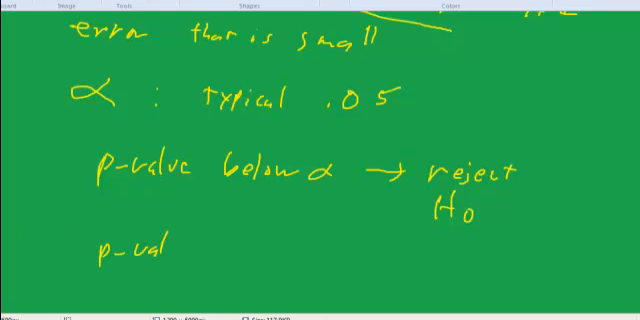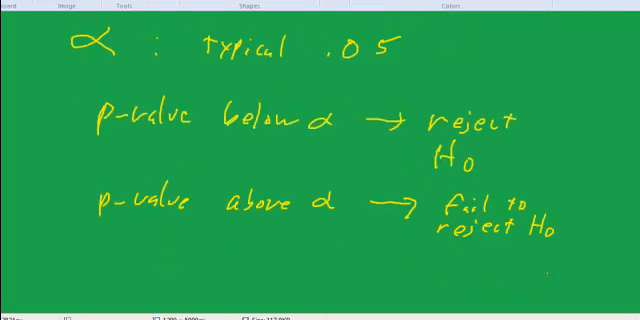And when we get a p-value above alpha, again, alpha is our choice, 0.05 is the most common. When in doubt, choose 0.05. When it's above it, then we fail to reject the null hypothesis. So that's, I think, a pretty complete tour of the jargon of hypothesis tests.